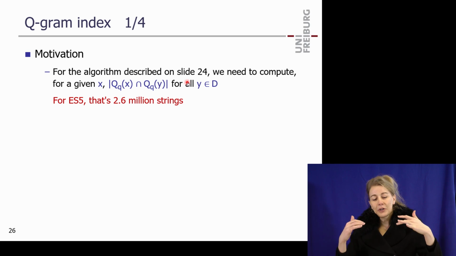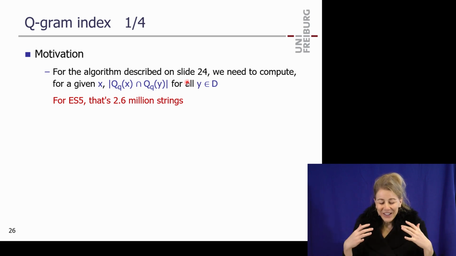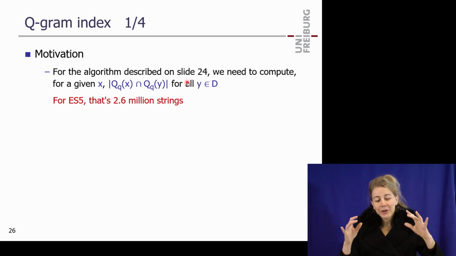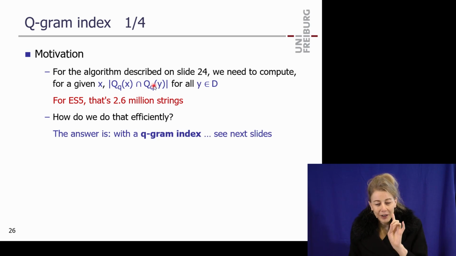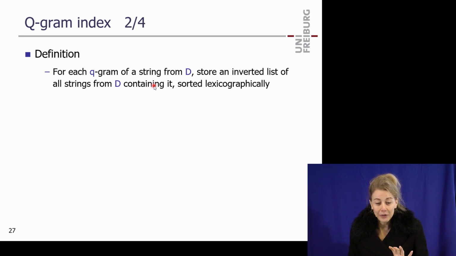We have now reduced the problem of computing the edit distance for 2.6 million strings to computing common q-grams on 2.6 million strings. This doesn't really look simpler, but actually it is by the following trick. How do we do that efficiently? Now we can use something which we already have, and this is a very beautiful connection to what we have already seen.